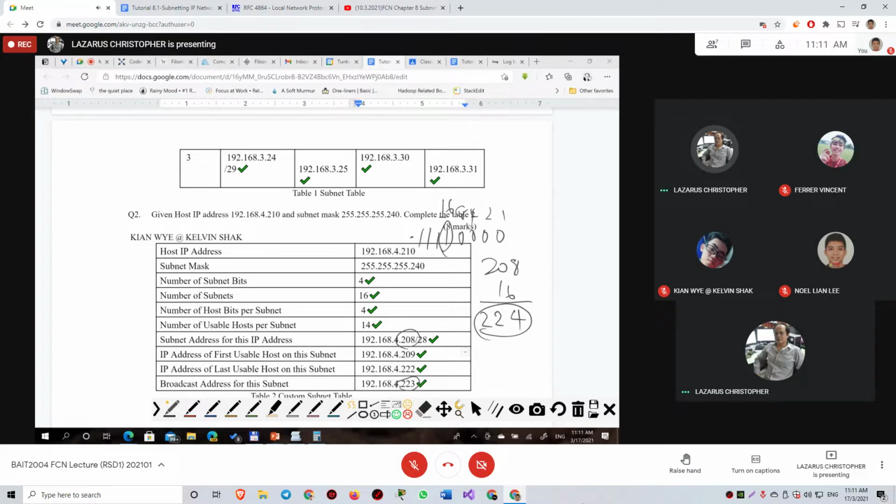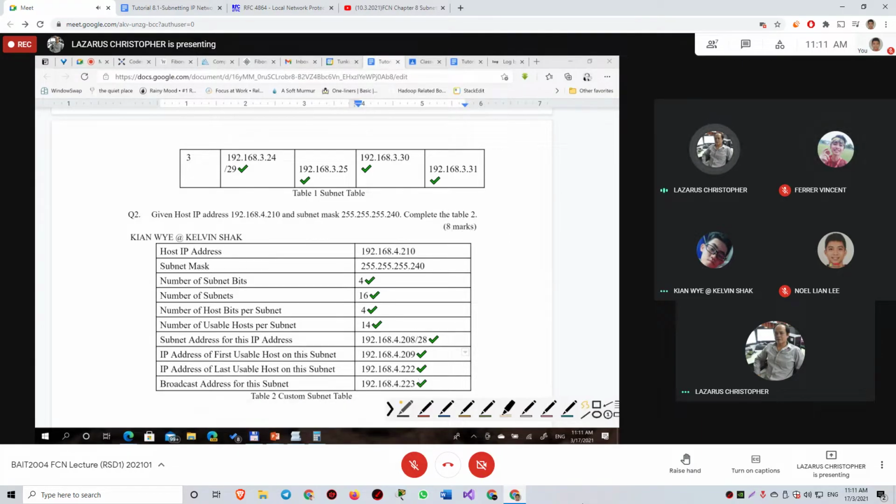Because to answer this question, you don't need to show the method or the working. No need to show the working. Right? Others okay, not this part? Okay.